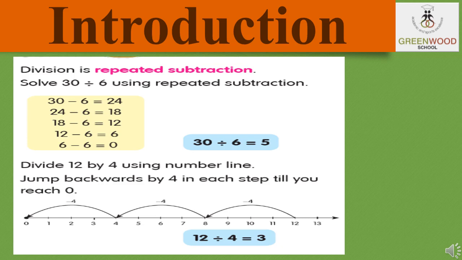So how many times did we subtract 6 from 30? 5 times. That means 30 divided by 6 is equal to 5. So 5 is known as quotient.